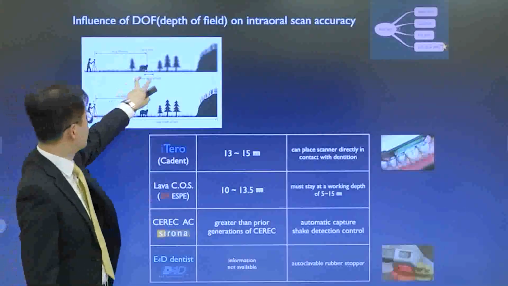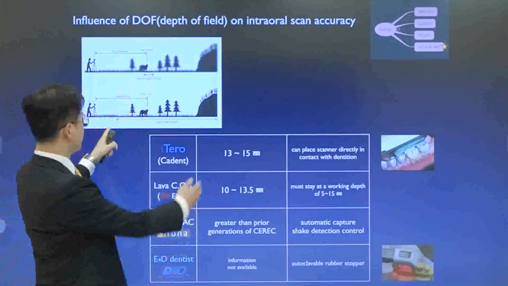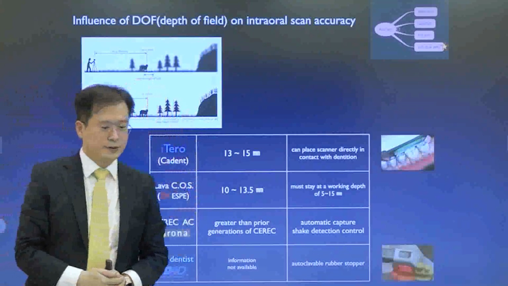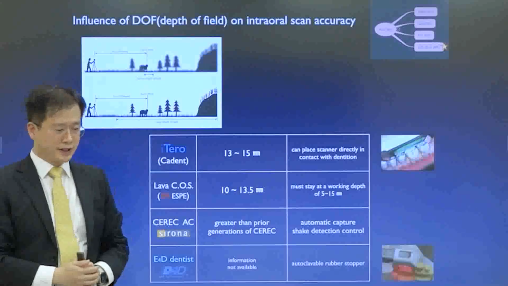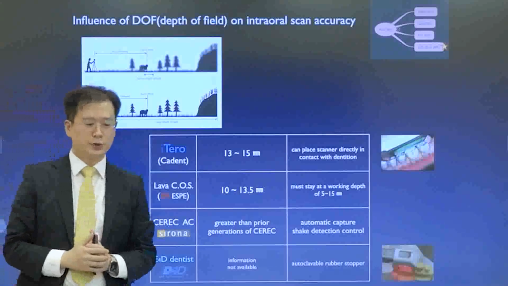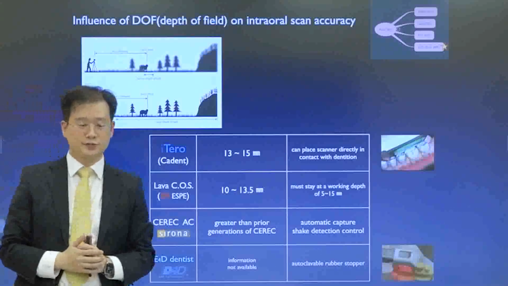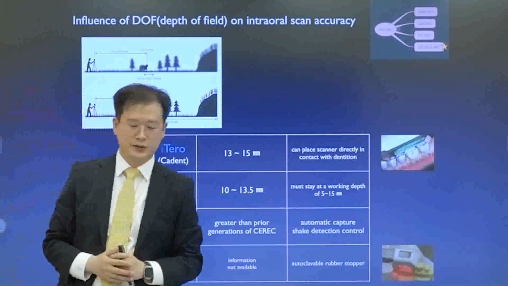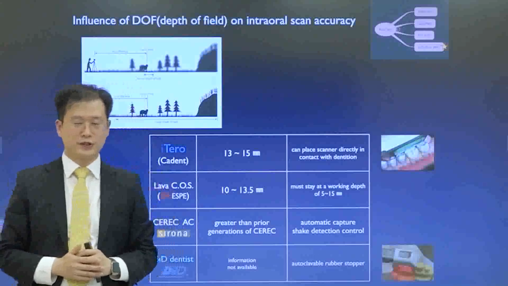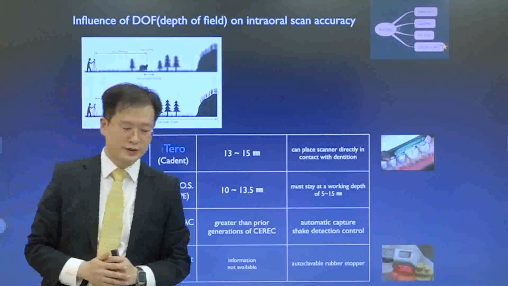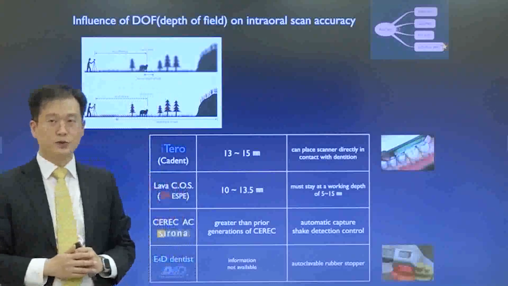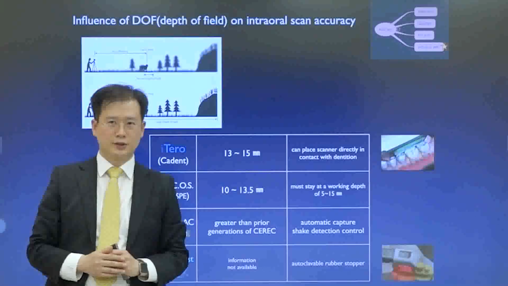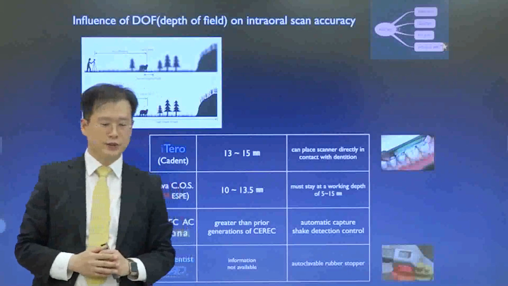You can see the depth of the field. This is large and this is small, narrow. The depth of the field is important when taking a photograph of the patient's mouth, so it is good if the depth of the field of the intraoral scanner is wide. In most cases, the scanning depth of the system is around 13 millimeters.